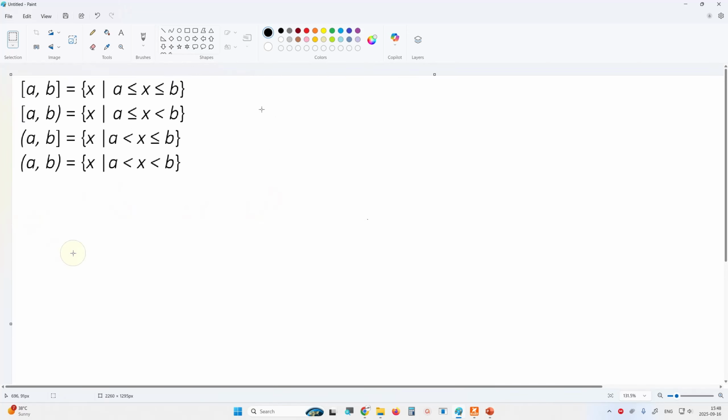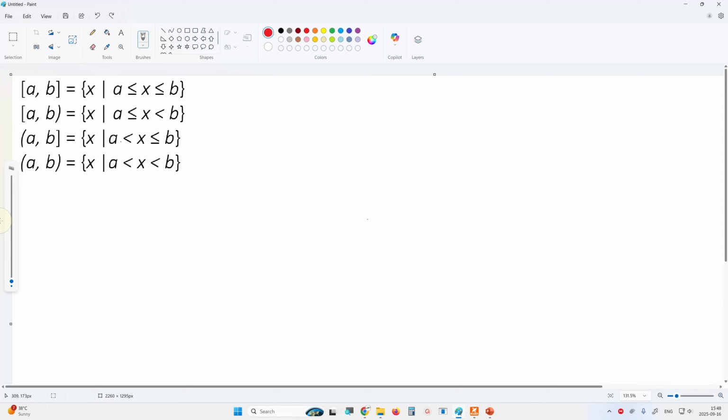So basically what is going to be the difference between these is the equal sign. Whenever the equal sign is there, this is going to be included. That means a is one of the values of x. If a is not one of the values of x, that means we remove this, and then we represent it with a parenthesis. That means a is not one of the values of x. Hence we now have these different possibilities of an interval.